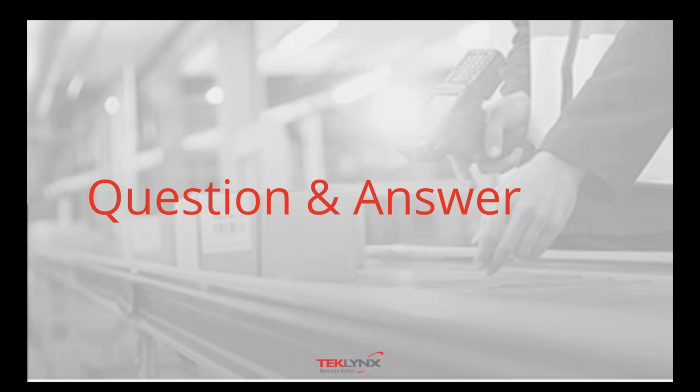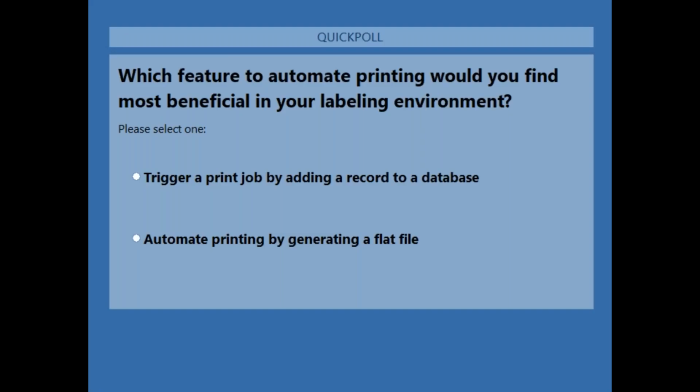So let's get into question and answer here. I'm going to launch a poll for us initially. This poll is just to get the temperature of the water and how you are feeling about the two different methods we looked at. You should see it pop up on your screen: whether you want to trigger prints by adding a record to a table or generating a flat file, whichever makes the most sense for your environment or your end user's environment. We'll keep this open for about 30 seconds, maybe a minute, to make sure you have time to think about it and pick the right answer.